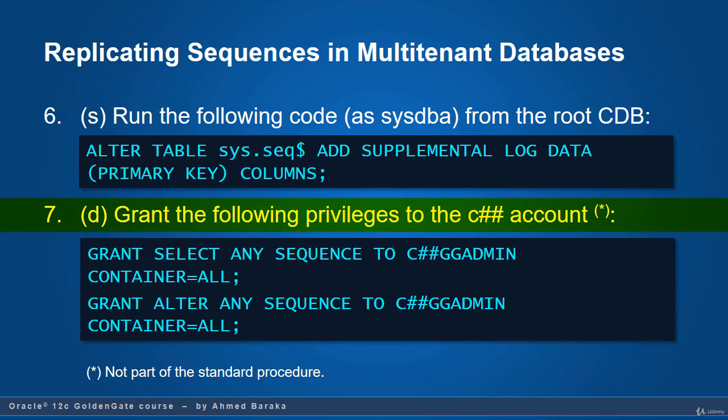Seventh, grant the privileges select any sequence and alter any sequence to the common user on the destination database. This step is not mentioned in the documentation as part of the standard procedure for replicating sequences. But from my experience, if you don't grant those privileges to the C## user, the replicate hangs or throws an error that complains that the user doesn't have sufficient privileges.